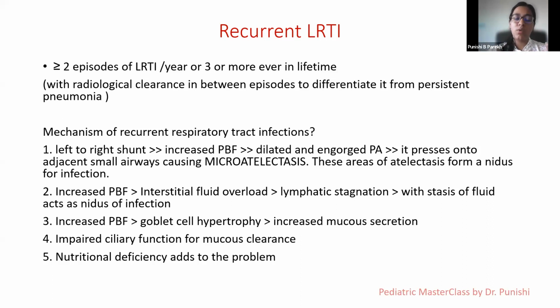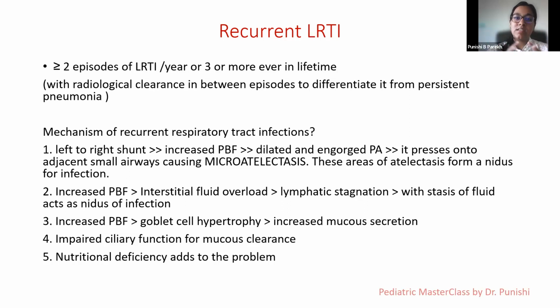Point number 3, when you have increased pulmonary blood flow, it results in your goblet cell hypertrophy and there's increased mucus production. At the same time, when you have impaired ciliary function and impaired ability to get rid of that extra mucus, it results in mucus plugging, which again results in your atelectasis, closure of your airways, which serves as an infection source and can result in repeated pneumonias.